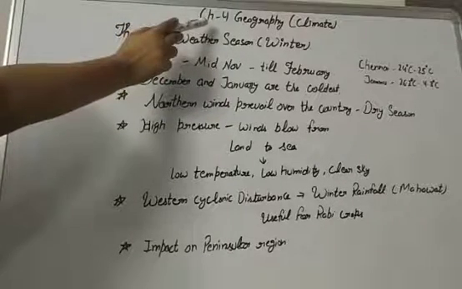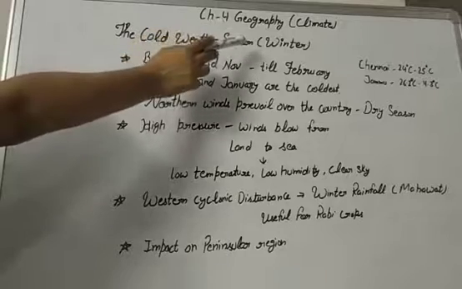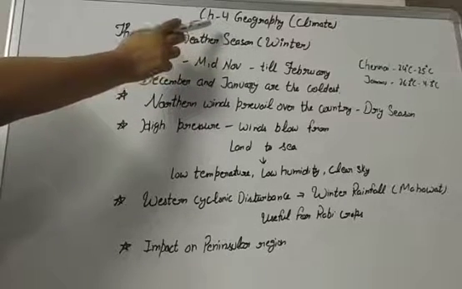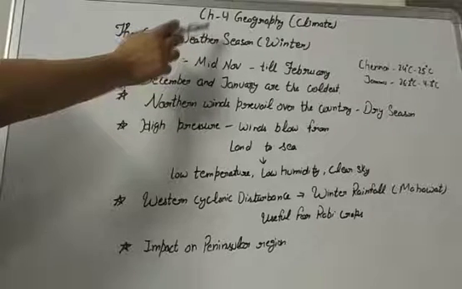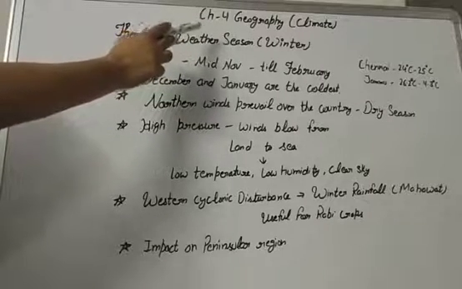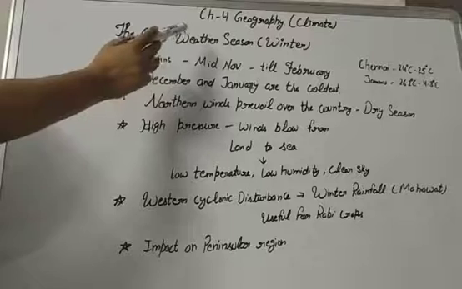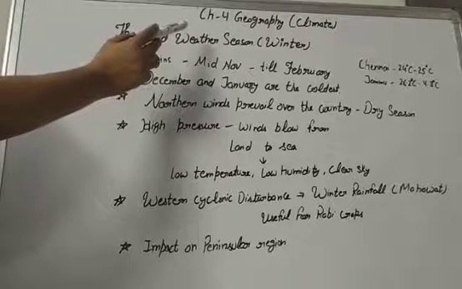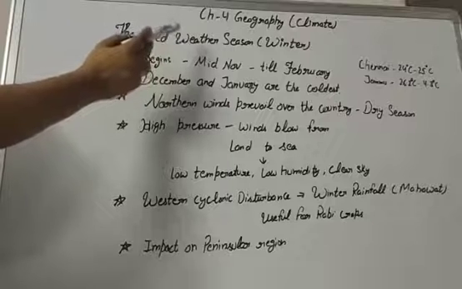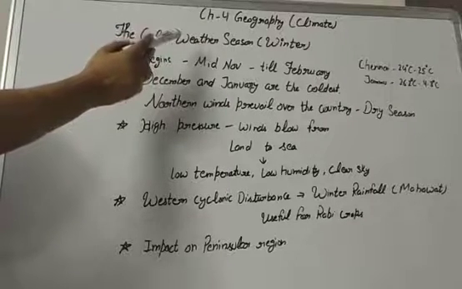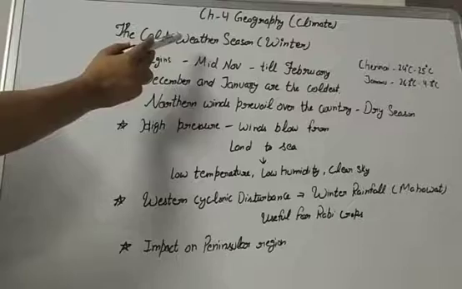Student, in the previous video of Chapter 4, Geography Climate, we discussed the onset and the withdrawal of the monsoons. In this video, we will discuss the seasons. The monsoon type of climate is characterized by a distinct season pattern. These are the cold weather season, the hot weather season, the advancing monsoon and the retreating monsoon.